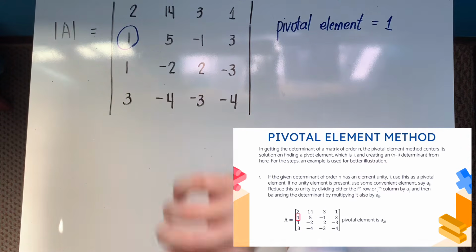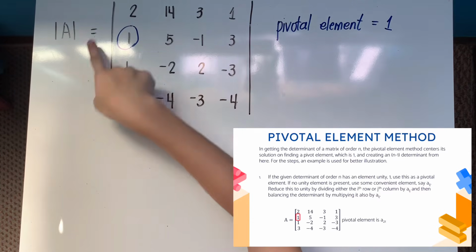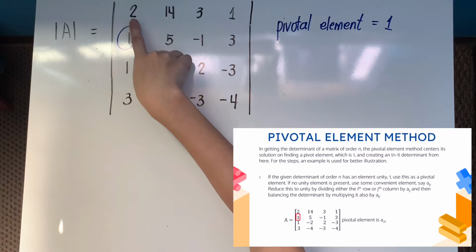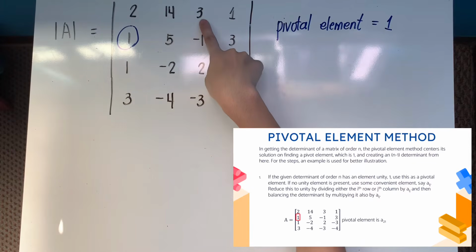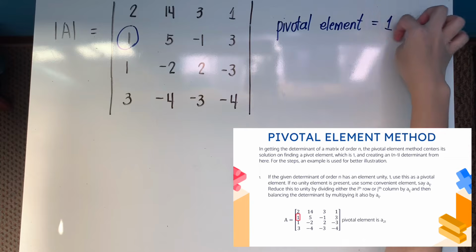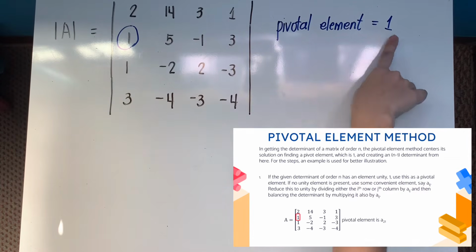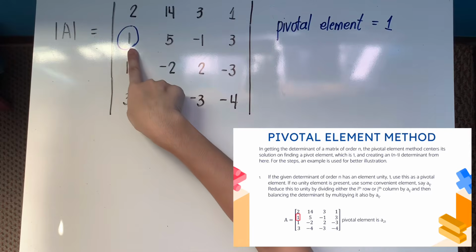Okay, so, pwede rin namang sa first row mo siya i-factor out. You'll have 2 outside the determinant, and then this will become 1, 7, 3 halves, and 1 half just in case. Okay, so that's how you choose a pivotal element on a determinant that doesn't contain the unity element 1. But since the example given to us has an element 1, we are going to use this as our pivotal element. So, kapag sinabing pivot, di ba yun yung axis of rotation? So, dun iikot yung solution natin.